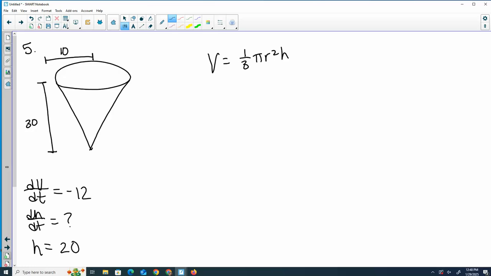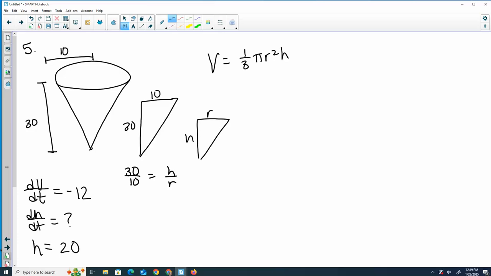To make 2 triangles. Okay, so we know that overall my height is 30 and my radius is 10. And I am looking at this one. We need a relationship between the height and the radius. Okay, so we can set up a proportion. 30 over 10 equals h over r.